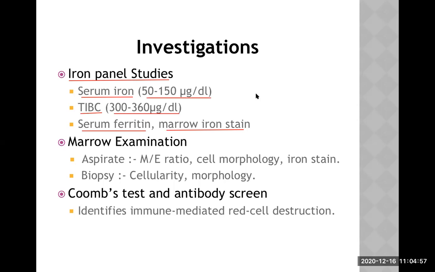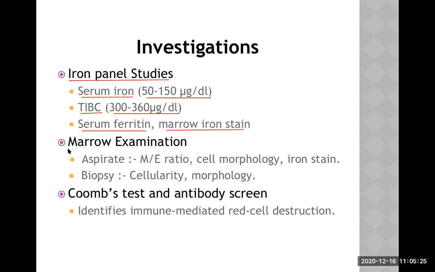Along with that, hemoglobin is decreased, hematocrit is decreased, and MCV is also decreased. MCH and MCHC are also decreased. So everything is going down except TIBC, which is increased. So this is a very easy way to remember the diagnosis of iron deficiency anemia. We'll talk about that in today's class. I've included that as one of the lectures.